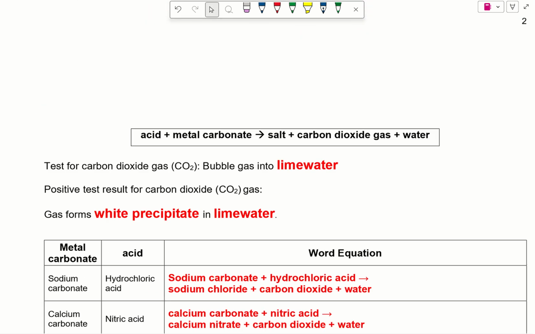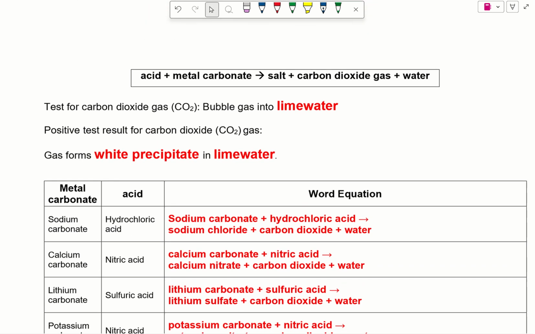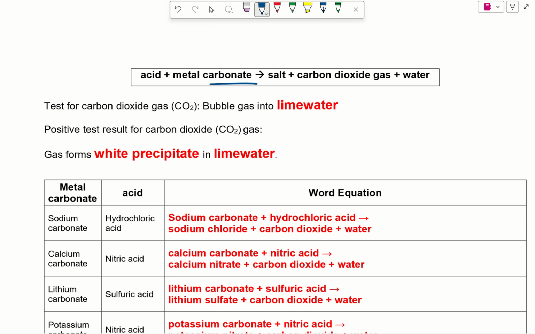Okay. Lastly, we have acid plus metal carbonate. So what is the product? So again, if I haven't mentioned, on the left hand side of the arrow is actually the reactant. The arrow tells us on the right side, it is actually the product. So for acid plus metal carbonate, we have salt, carbon dioxide gas, and water. And how we make the salt is depending on which acid that we have.